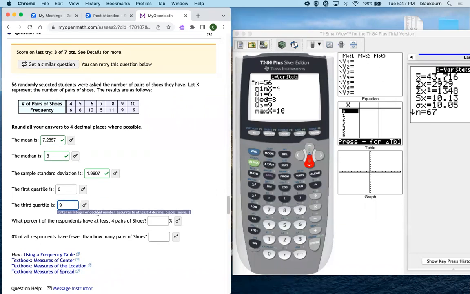What percent of respondents have at least 4 pairs of shoes? All right, now we got to do some calculating, right? So how many respondents have at least 4? Well, all of them, right? All of them have at least 4 pairs of shoes. So it's 100%.